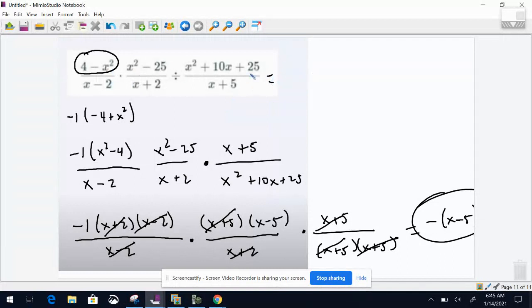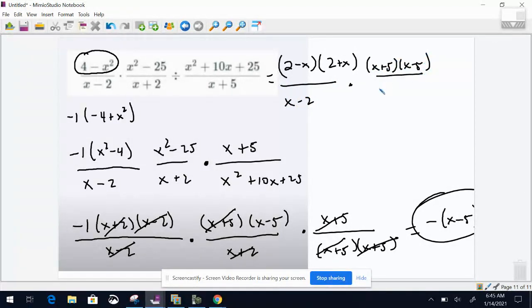Okay, now I said there's 2 ways to do that. You also could have just factored the top here to 2 minus x and 2 plus x, all over x minus 2, x plus 5, x minus 5, all over x plus 2, times x plus 5 gets flipped over, x plus 5, x plus 5. So now here's where it just gets a little bit tricky.